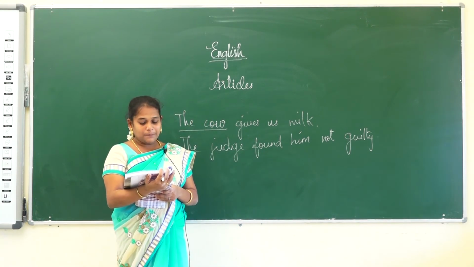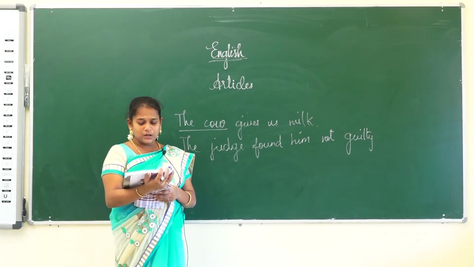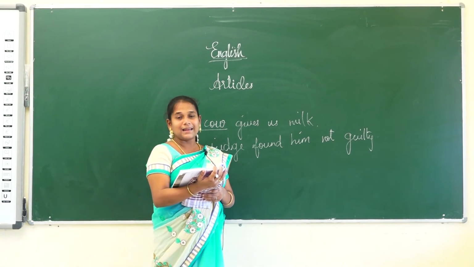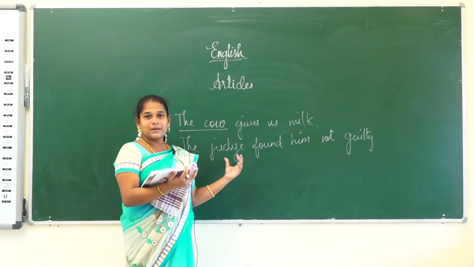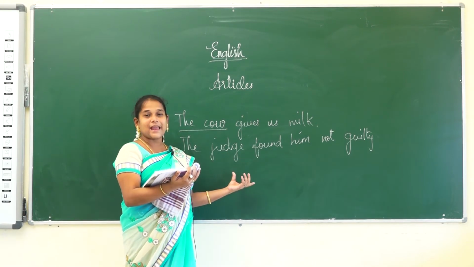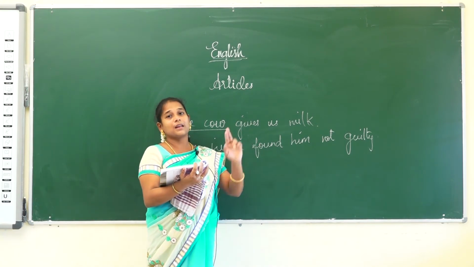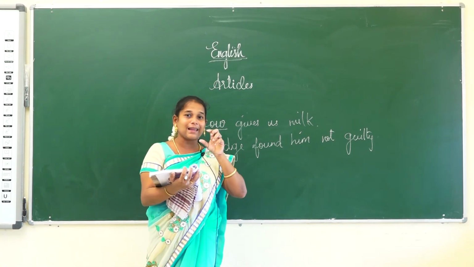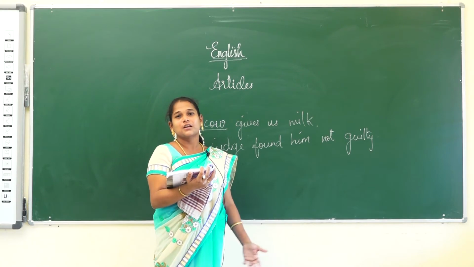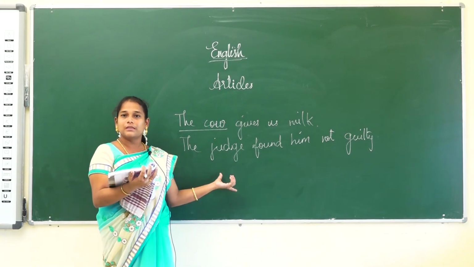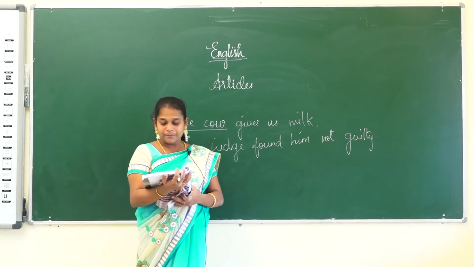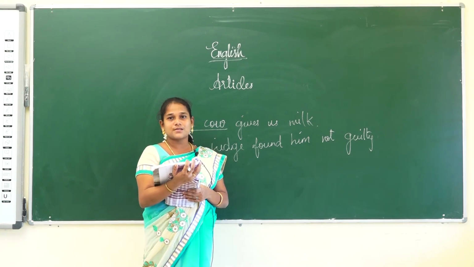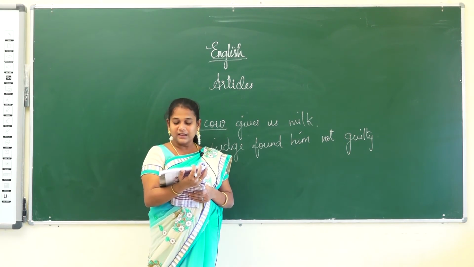Next, places ending with a plural form. So, the Andaman and Nicobar Islands, the Netherlands. When the name of the place ends with a plural form, the Andaman and Nicobar Islands, it represents two islands. It ends with s. So we are using the word the there in front of the plural name. And the Netherlands, we should not say Netherland, we have to say Netherlands.